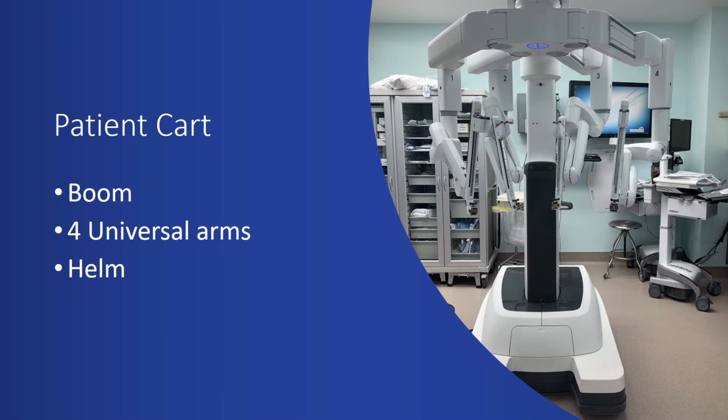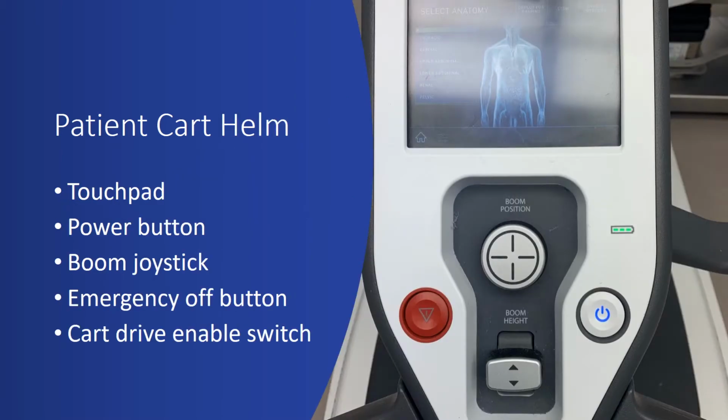A key component of the robotic surgical system is the patient cart. Patient cart includes the boom and the 4 universal arms depicted on this image. It also includes the helm, which is located on the opposite side of the cart. The patient cart helm is used for positioning the patient cart. The cart is driven to the patient and then positioned appropriately using the touchpad and boom joysticks.